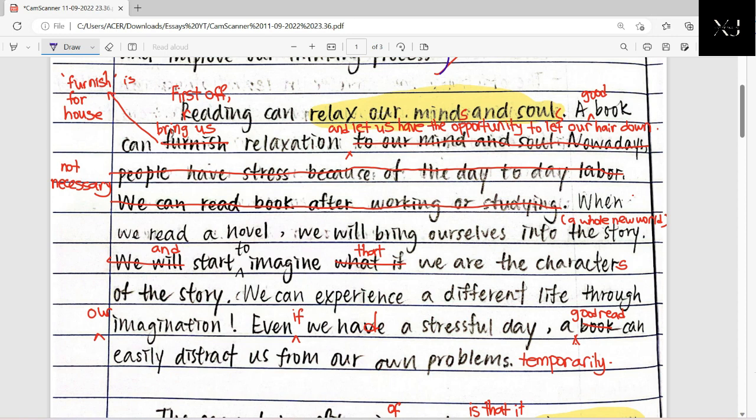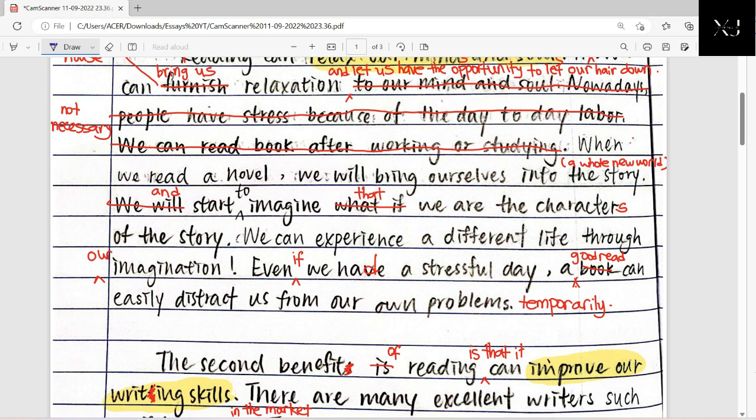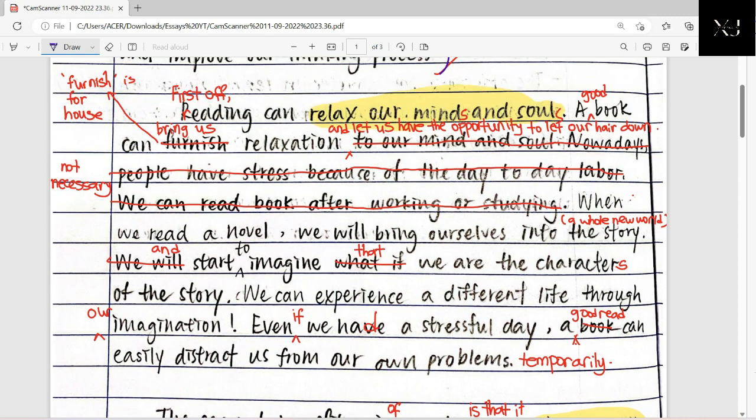When we imagine that we are the characters, we are using our imagination and our creativity. Okay, and then she also mentioned it's like a more logical thing. If we have a stressful day, a good read can help us to feel more relaxed, easily distract us from our own problems. But obviously it's just temporary, because your problems won't disappear after you read something that you like. Okay, so that is her first point, which is to relax our minds and souls.